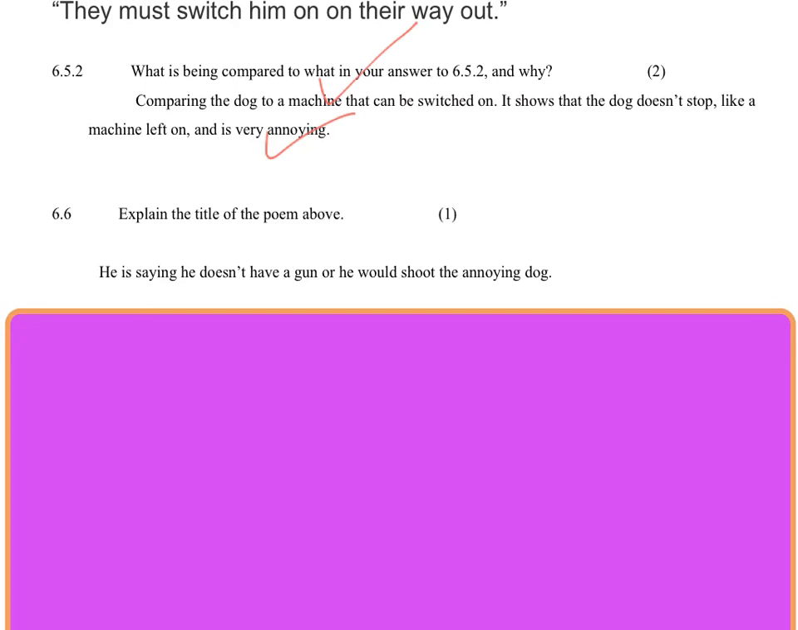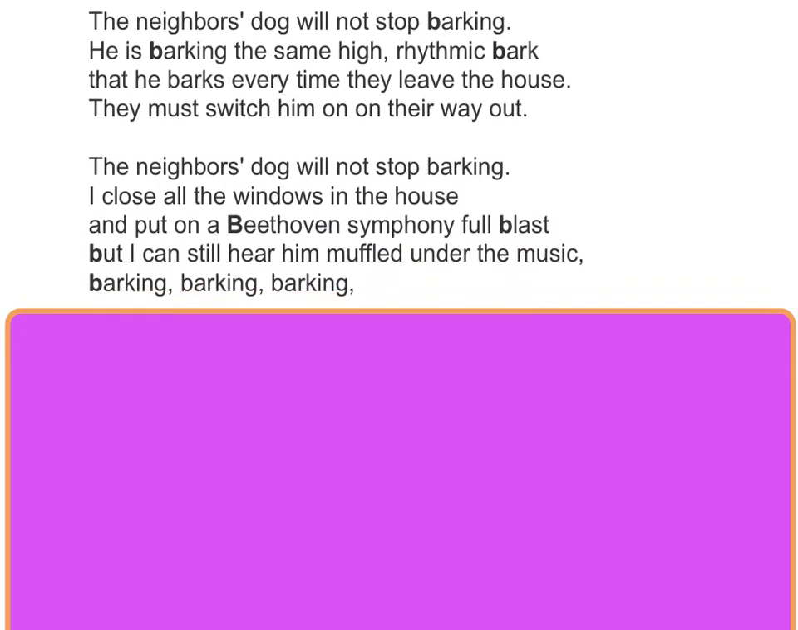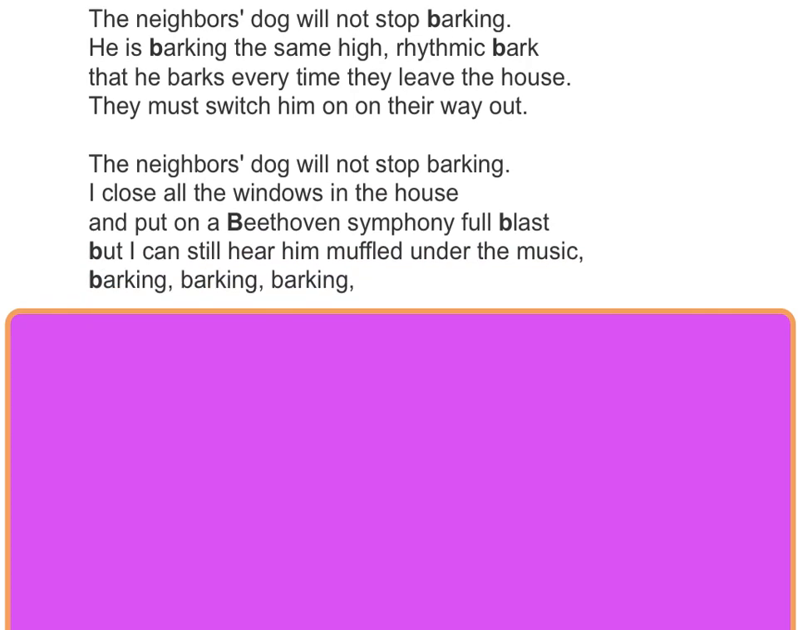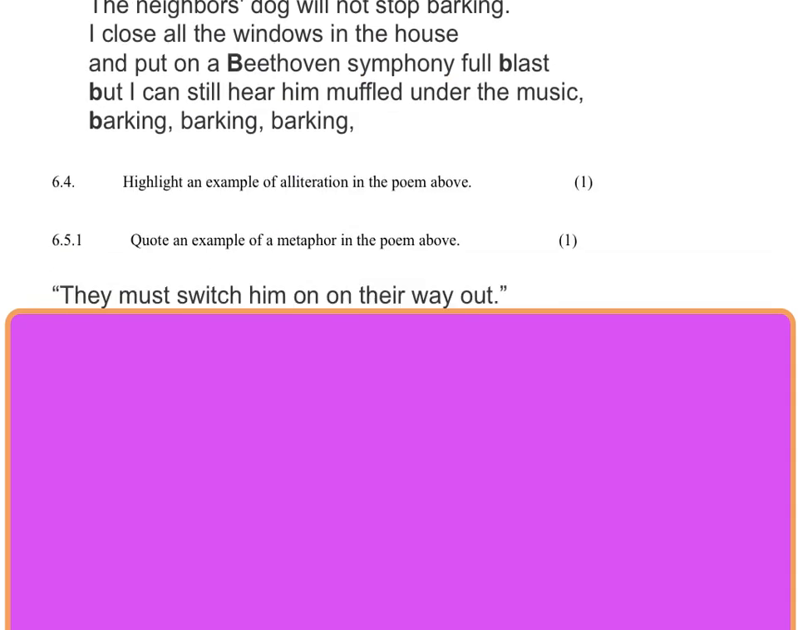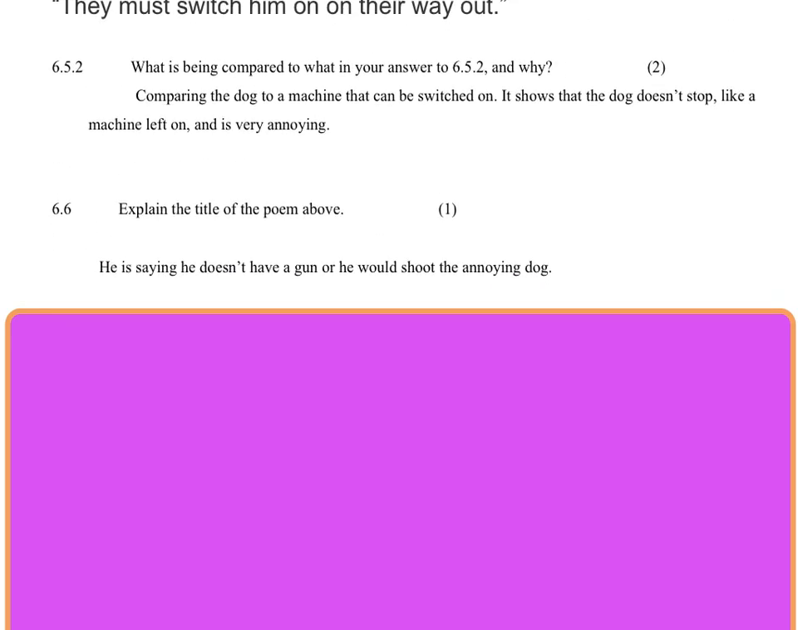Then the title of the poem is a joke. So the title of the poem is The Reason I Don't Get a Gun. Or should I say, another reason why I don't keep a gun in the house. So it's funny. He hasn't said anything about shooting, but the idea is that he has a temper, and if he hears that dog continually barking, he's worried to have a gun, because he will shoot that dog out of frustration. So he's making a joke. Even though he doesn't say anything about shooting, the title implies that. It gives us a hint. And he's trying to be humorous, or it's a joke.